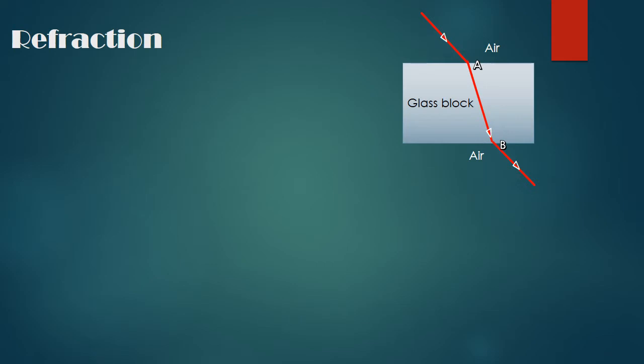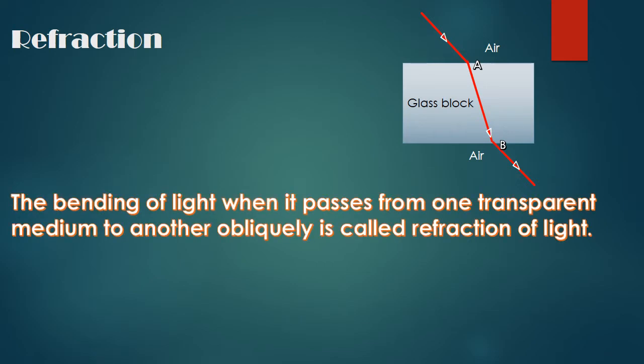The change in direction of the ray of light occurs again when it goes from glass into air at point B. So children, we can say that the light undergoes refraction at point A and at point B. So what is refraction? The change in the direction of light when it passes from one medium to another obliquely is called refraction of light. Or the bending of light when it passes from one transparent medium to another obliquely is called refraction of light.